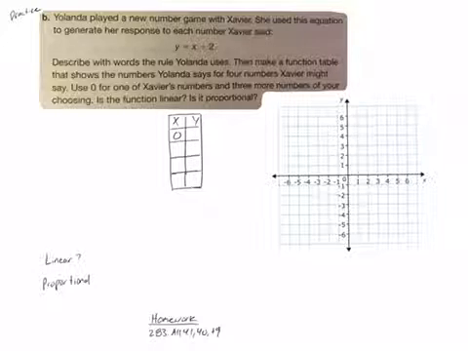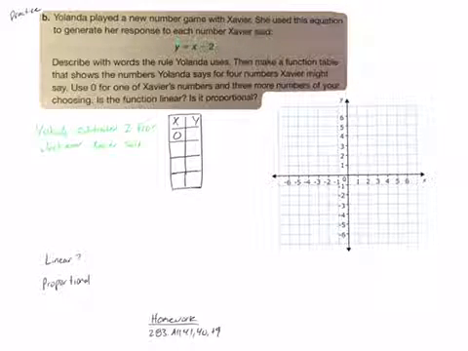This is practice B. Yolanda played a new game with Xavier. She used this equation to generate her response to each number Xavier said. Y equals x minus 2. Describe with words the rule Yolanda used. So this is the number that Yolanda would say. This is the number that Xavier would give her. And then she would subtract 2. So that's exactly what I'm going to say. Yolanda subtracted 2 from whatever Xavier said.